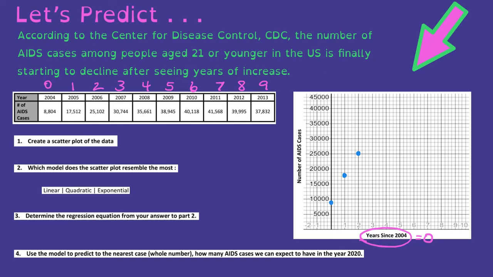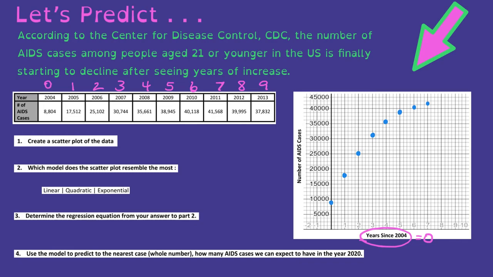So 30, 31 here. 4 is around the 35,000, a little above the 35,000 mark. So 35 and a half, close to it. Then 5 is close to 39. So we'll try to get as close as we can to these values. I know the pen is not the best. And then 6 is 40, a little over 40. Then 7 is 41 and a half.